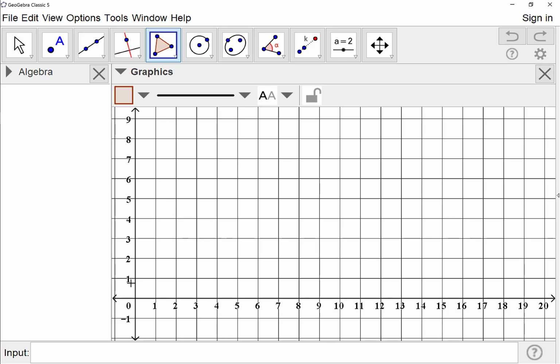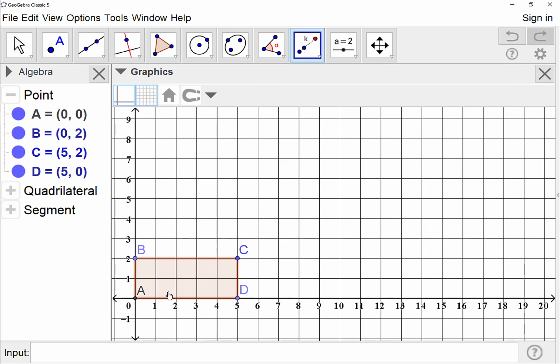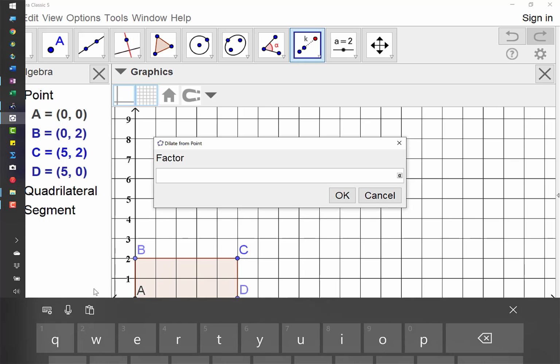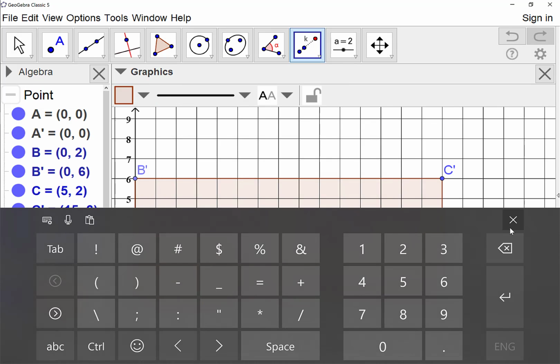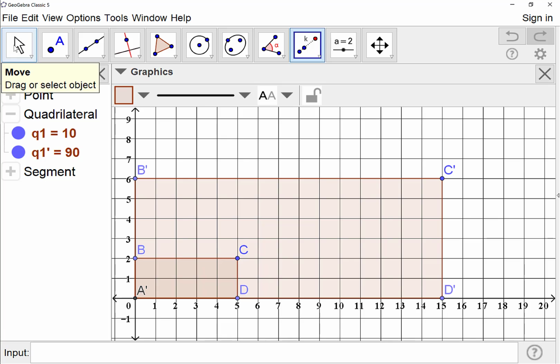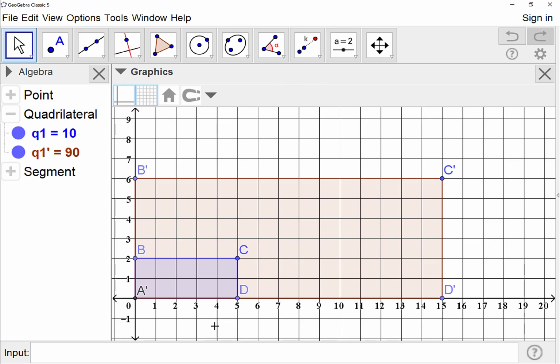So I got my sketch pad. I'm going to make a rectangle with a height of 2 and a base of 5. Okay? I'm going to hide these. And I'm going to dilate this rectangle about point A with a scale factor of 3. And when I do that, I get this. And what's really neat about this is what these numbers represent is the area.